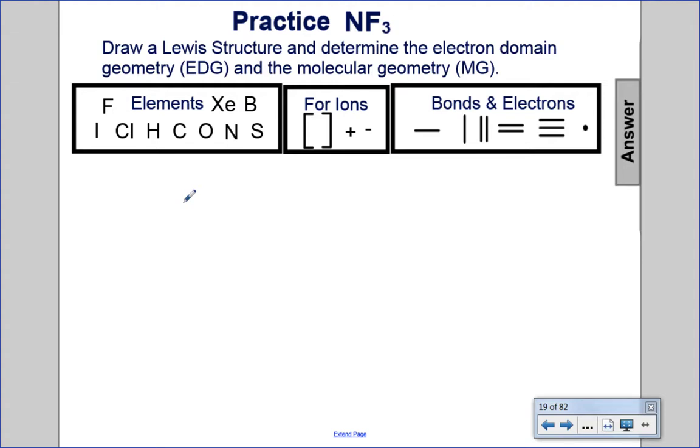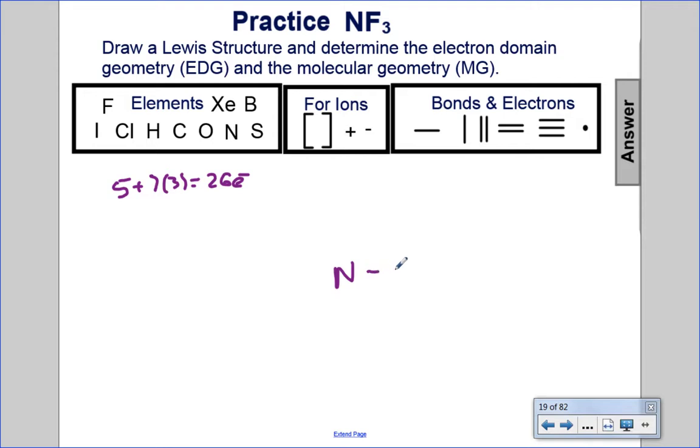All right, let's practice drawing some Lewis structures and determining the electron domain geometry and the molecular geometry. Let's start with nitrogen trifluoride, NF3. Okay, first we must count the electrons. Sometimes I get lazy about this. Nitrogen has 5, and fluorine has 7, and there are 3 of them. That means we need to have 26 electrons.